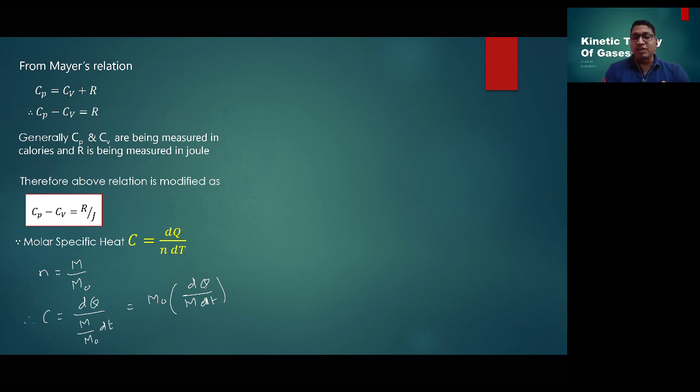Now remember, what is dq upon m dt? The heat energy per unit mass per unit temperature. Class, remember, this is temperature, this is not time. And dq upon m dt is nothing but the principal specific heat. So C is going to be m naught into S.